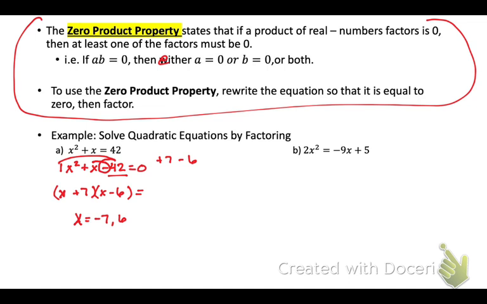I'm ready. Okay, you guys do this one then on your own. Okay, 2x squared equals 9x plus 5. Let's see if you guys can do this one right on your own.